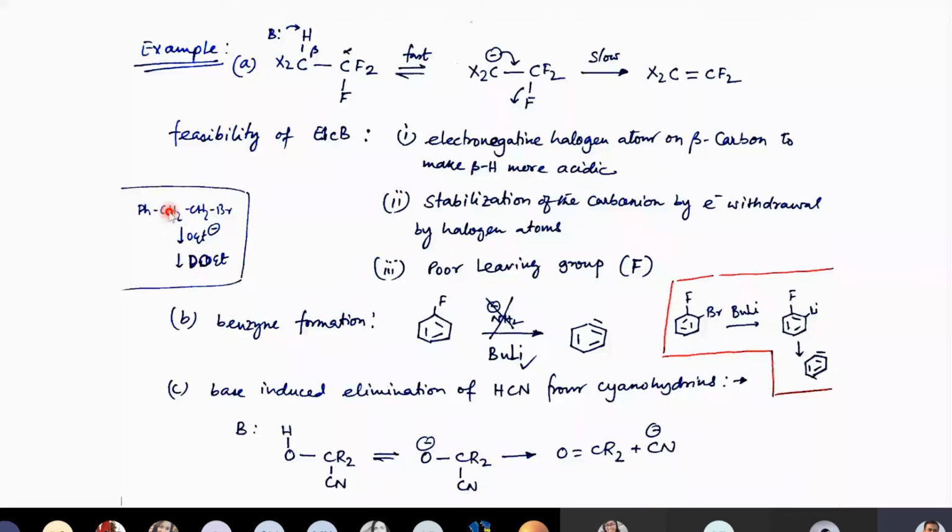So deuterium exchange does not occur. So this reaction does not go via the E1CB pathway. Okay, then what is the mechanism? What are the examples? Benzyne formation is one example which goes via the E1CB pathway.